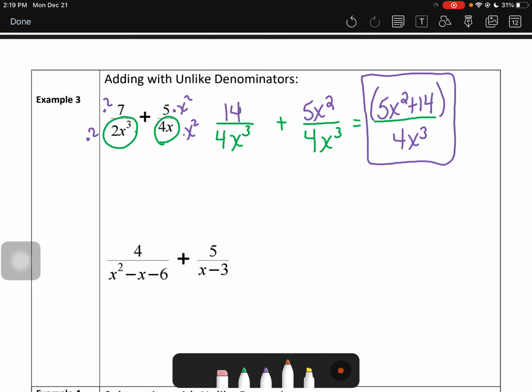And that was doing our method horizontally. In the next example, x squared minus x minus 6, we want to factor that first. So what two numbers multiply to be negative 6 but add up to be negative 1? That would be negative 3 and 2. So we have x minus 3 and x plus 2. Now our common denominator would be both of these, x minus 3 and x plus 2.